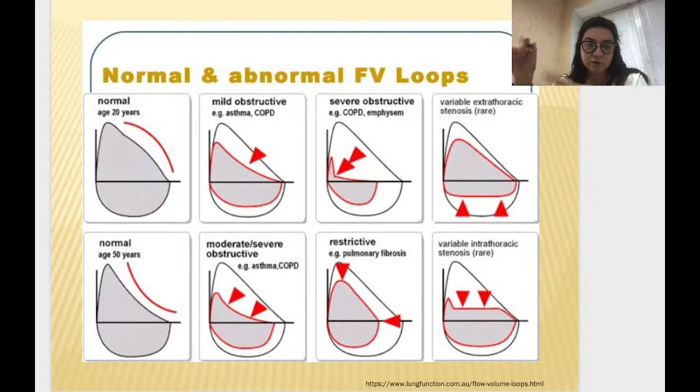Lower row of the pictures. On the first lower picture, you see the normal loop too, but it is a little bit different at a higher age. It is an example for a patient 15 years old, 50 years old. Next picture, moderate and severe obstruction, like for example in asthma in the acute stage or a COPD patient. Next picture, you see how the loop looks in a patient with pulmonary fibrosis. It is a restrictive type. And for an older patient with variable intrathoracic stenosis, you see that the form of the loop is changed.